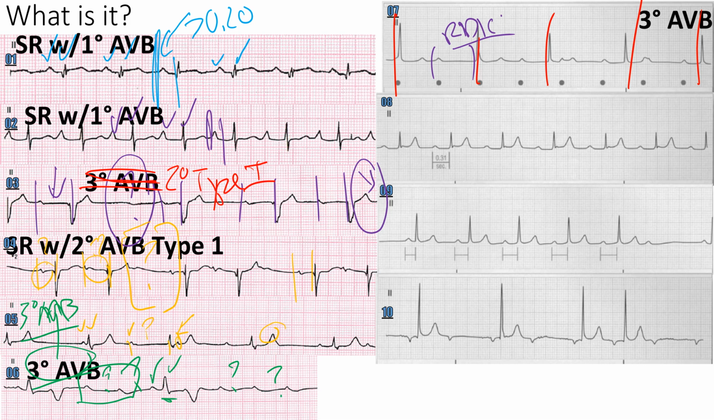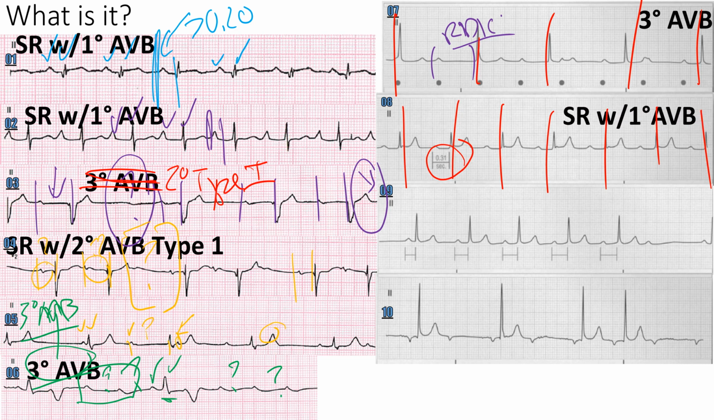First degree. Even tells me it's 0.31, right? Do I have any dropped QRSs? That looks beautiful. That's super regular. That is not a second degree block at all, right? And are they divorced? No, it's PQRS, PQRS, PQRS. So that is a first degree AV block. Is it sinus rhythm, sinus Brady, sinus tach? Sinus rhythm with a first degree AV block.